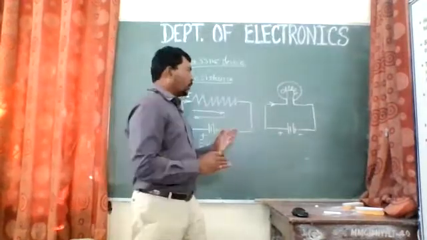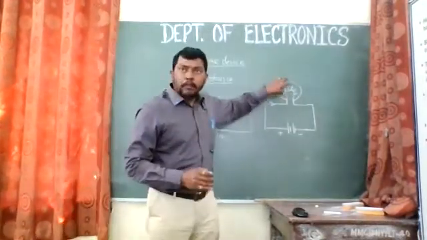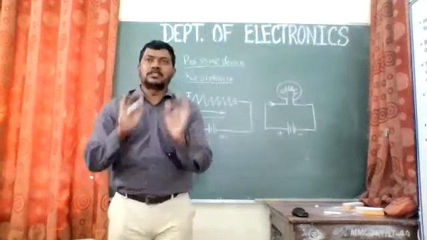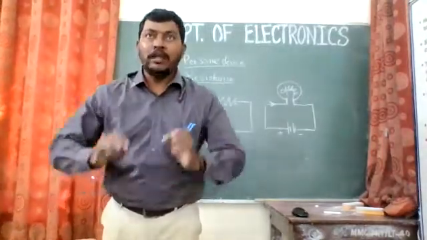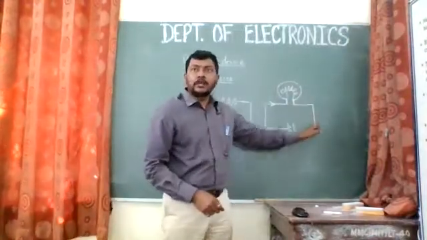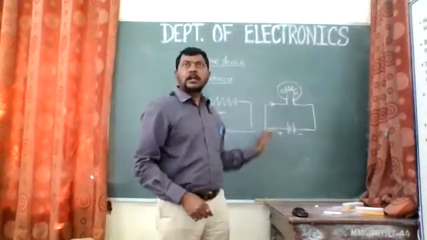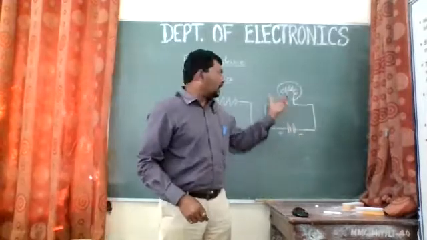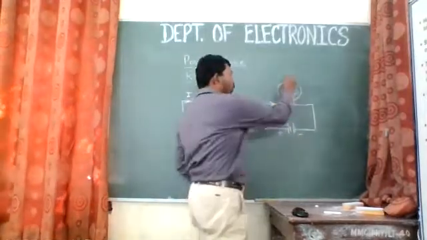Now, why am I showing you this? This particular bulb has some resistance, right? It will have some resistance through which we are expecting the current to flow. As the current flows through this bulb, the bulb is supposed to glow.